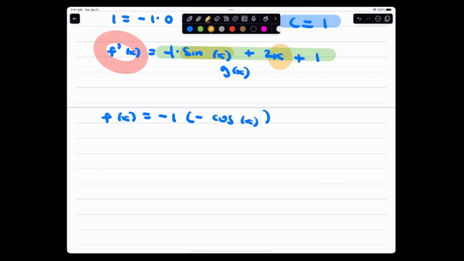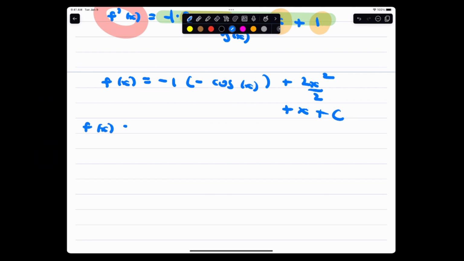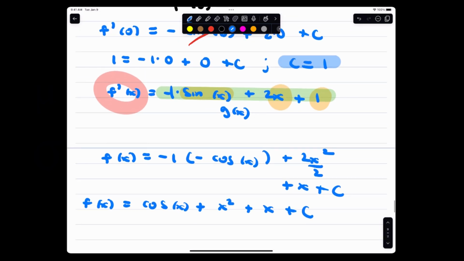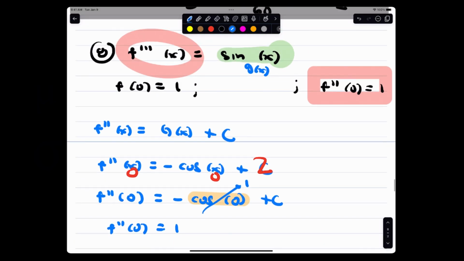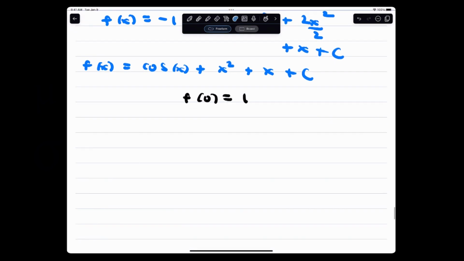Antiderivative over here. Antiderivative over here. So now we're going to have what? Plus 2x squared over 2 plus x plus c. So we get cosine plus x squared plus x plus that c. Okay? So this is what we get by getting your antiderivative. Don't forget now we have to use the last condition here. F of 0 is 1. So you get to plug in that 0 here.